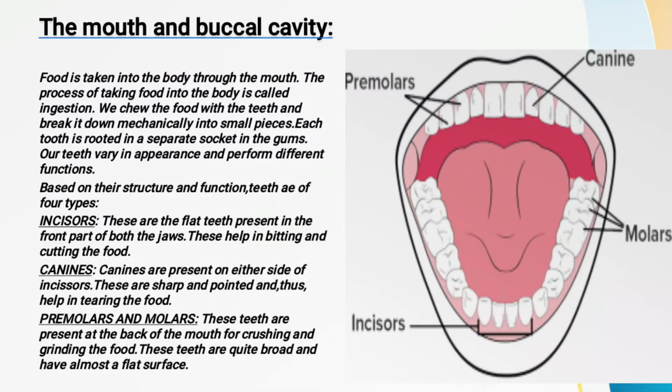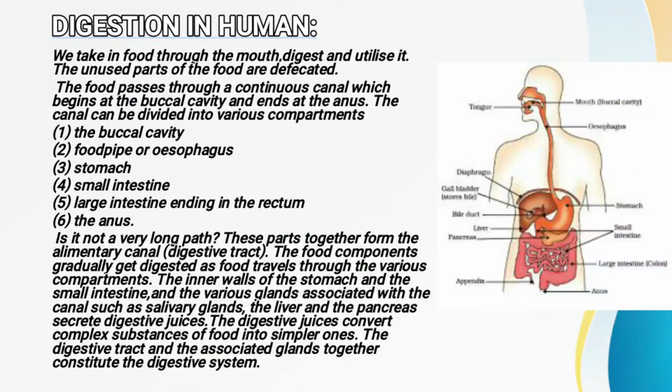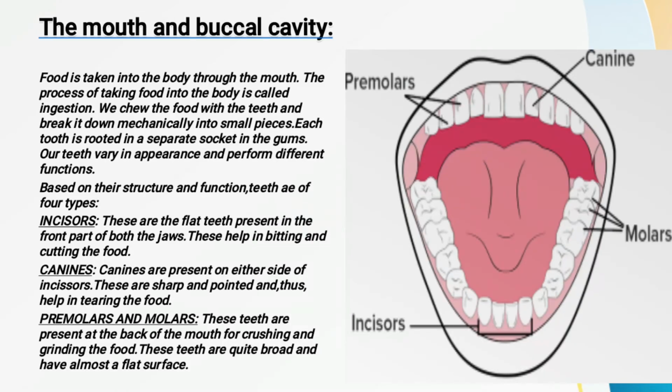Now the next one, what do we have to read? We have to read about the first one. Here we have read about the different compartments: the buccal cavity, the food pipe, stomach, small intestine, large intestine and the anus. So the first one that we have to study is the mouth and the buccal cavity. All of you know that as we are taking food, we are taking the food inside our mouth. In our mouth, different kinds of teeth are present, as well as the saliva and the tongue.